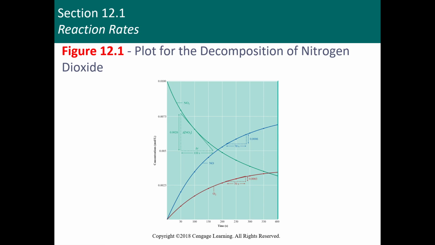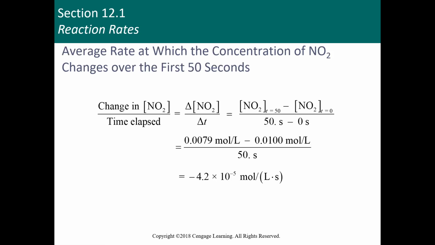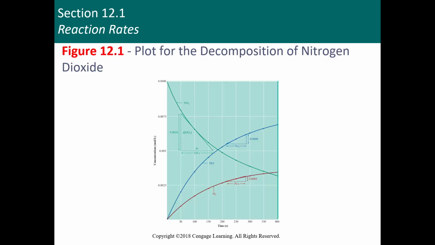But that's a topic for another portion of the course. Now, first we need to understand these average rates. So the average rate at which the concentration of NO2 changes over the first 50 seconds, notice that this average changes as we go into different time periods. So here we're looking at the first 50 seconds, from 0 to 50.